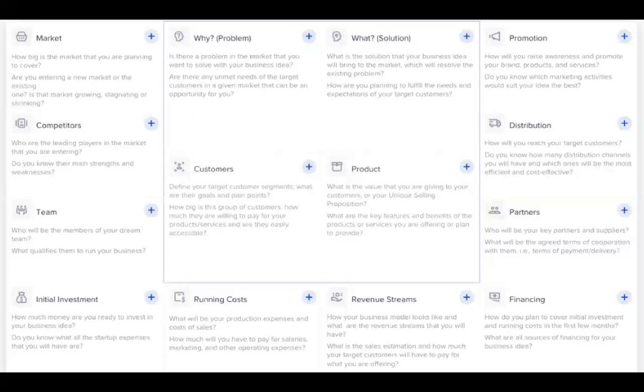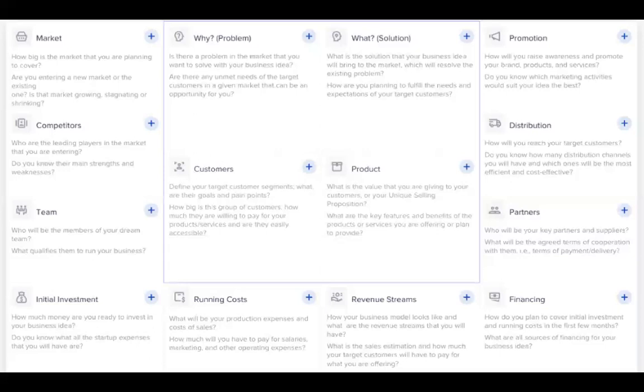Competitors: who are the leading players in the market that you are entering? Do you know their main strengths and weaknesses? I use a competitive analysis tool in which I have the name of the company, their strengths, their weaknesses, and my competitive advantage over them. So do that for all your competitors too. Then team: who are the members of your team? Why are they qualified to take on this project?